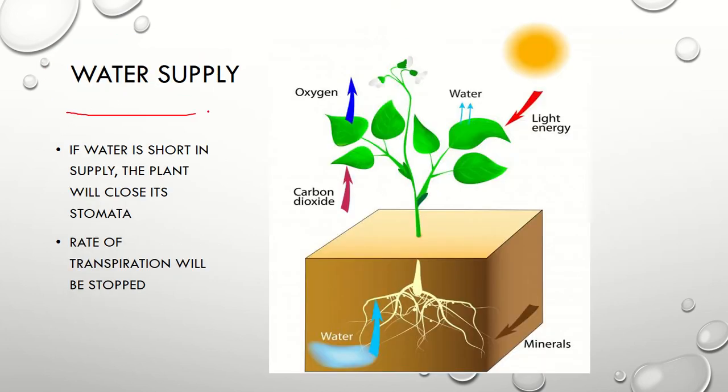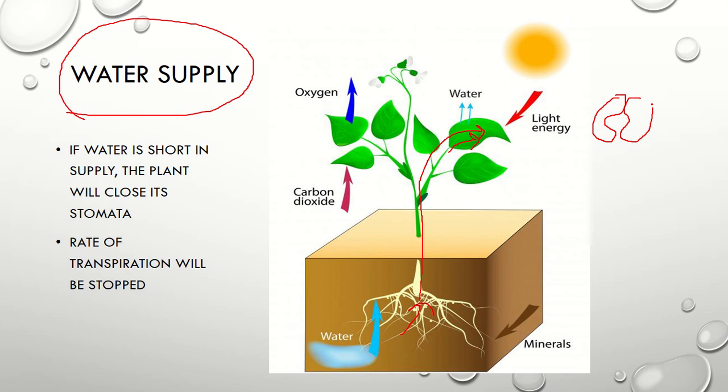The next factor is the water supply. If the concentration of water is low in the soil, it means low absorption, and if low water molecules are present in the leaf, the leaves will start wilting, the plant will start wilting. And if there is more water supply, there is more absorption, and more absorption means more photosynthesis and more stomata opening. And if the stomata keep open, the water molecules come out and there is more transpiration. So it depends upon the water supply.